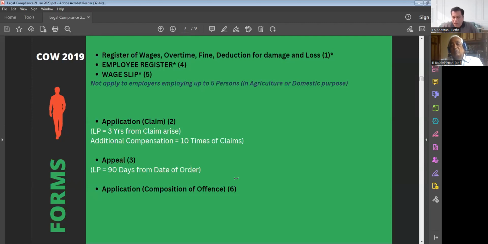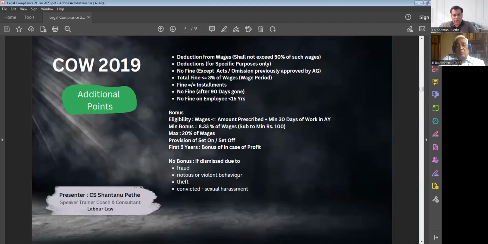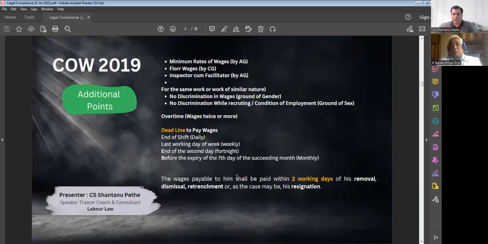Now, appeal. An appeal can be filed against the order of the authority within 90 days from the date of the order, and an application for composition of offense is also provided. So these are the forms which are provided under the Code on Wages. Bare minimum, you should be aware of these things. Now, I would like to discuss a few additional points also, because these are very important points.